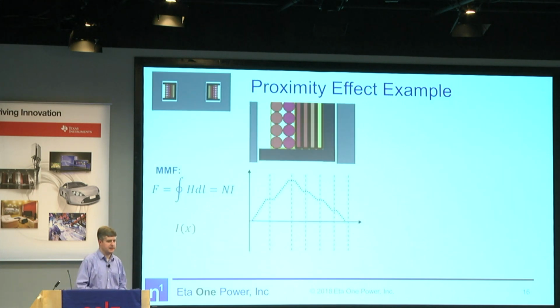Something to consider. Here's an example. This is a transformer stackup. We have 2 primaries on the outside and 4 secondaries on the inside.